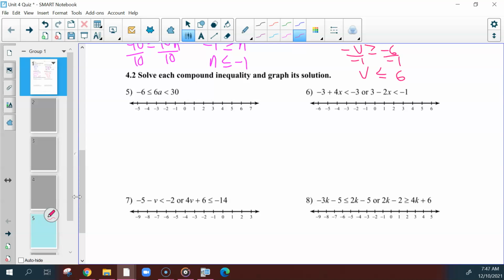For number 5, this is which type of inequality, and or? Alex, and. That means we need to do the same thing to everything, but we should be solving for the middle. I had some that were adding 6 to everything to make it 0, but that's not what we should have been doing. Getting rid of the 6 in the middle is what we should have been doing. And since these are multiplying, we would divide everything by 6 to get negative 1 is less than or equal to a, which is less than 5.